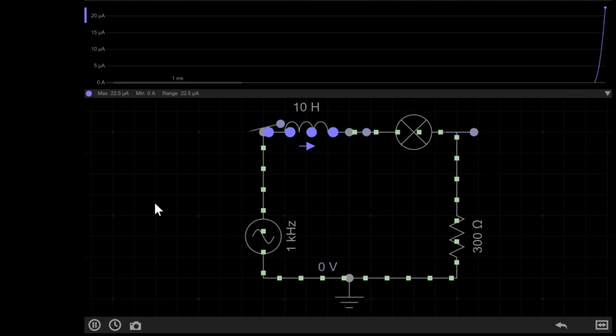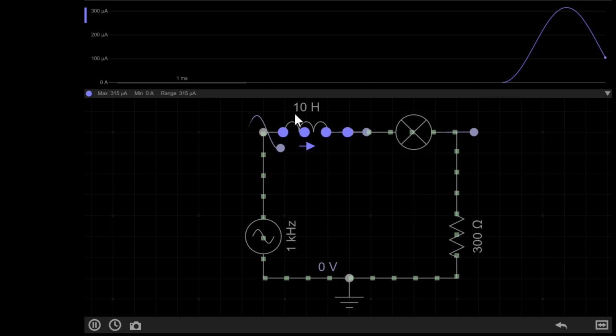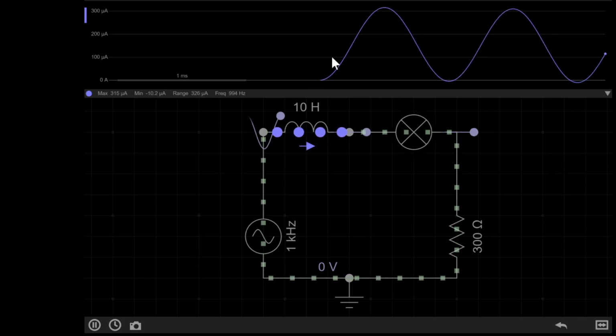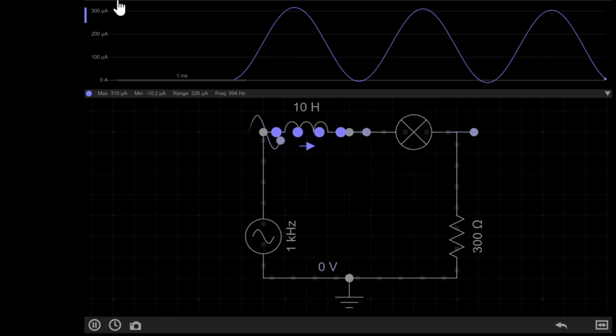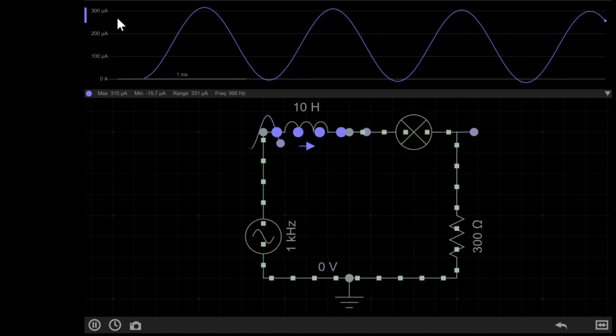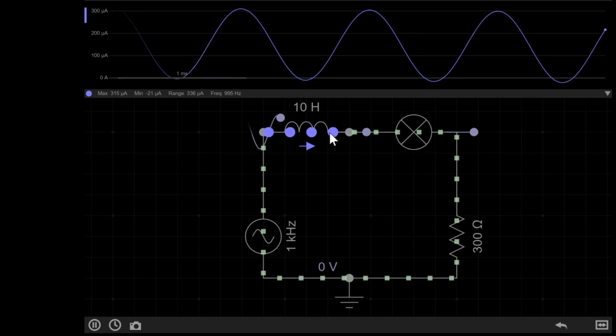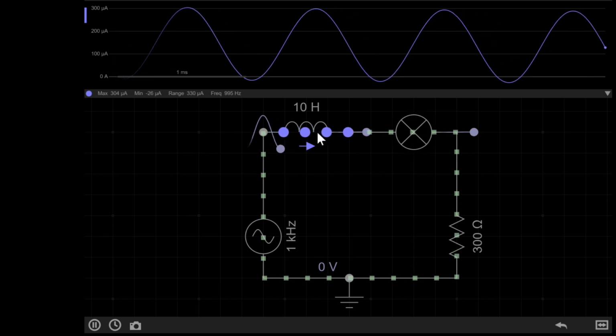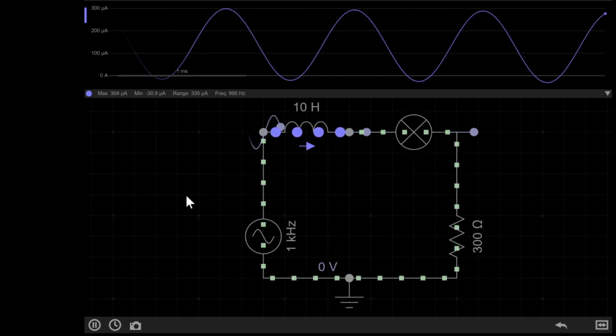If I simulate the circuit, you can see the current going through the inductor seems to be making a sine wave, so it seems to be allowing the AC to pass. However, if you look carefully up here, you can see there's only a few hundred microamps. The inductor is only actually allowing a tiny amount of current. In this way, you'll often hear inductors referred to as AC blocks.